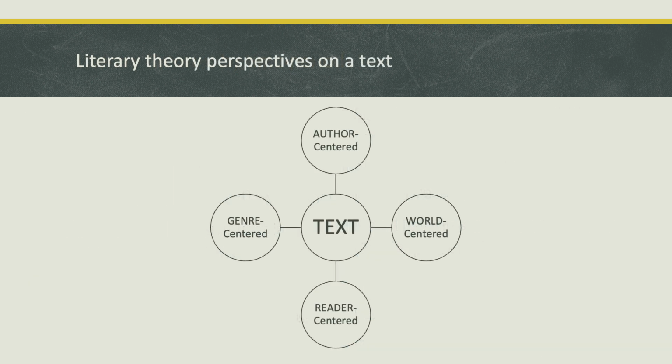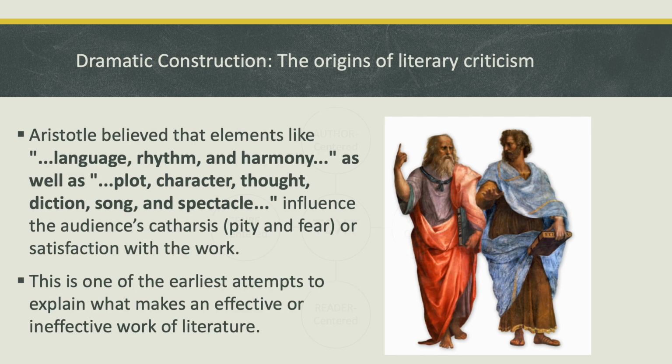I have shown you that there are many literary theories. However, all of them can be placed into these four circles. They can either be author-centered, reader-centered, genre-centered, or world-centered. When we want to understand literary theory, we can think of its history. It came initially from discussions between Plato and Aristotle. They tried the earliest attempts to find out what makes literature effective or ineffective.